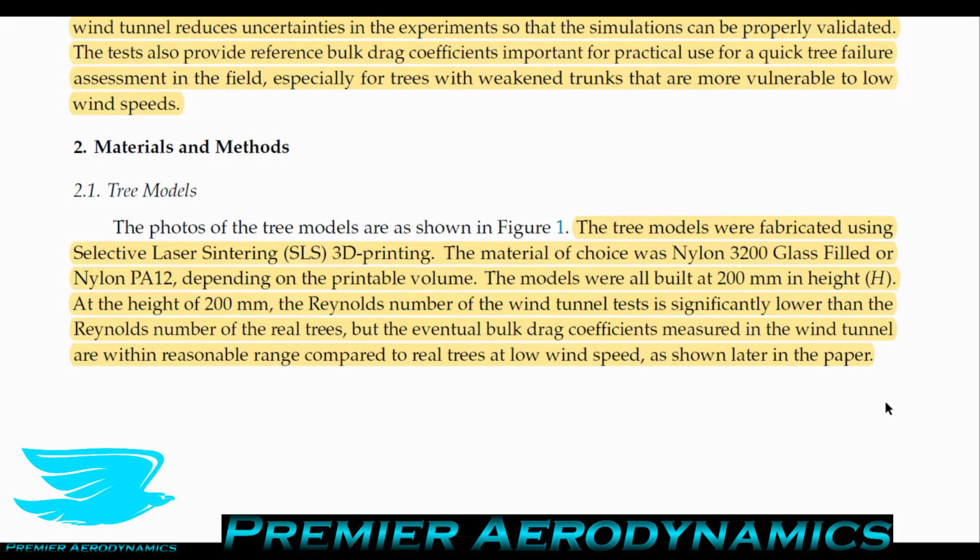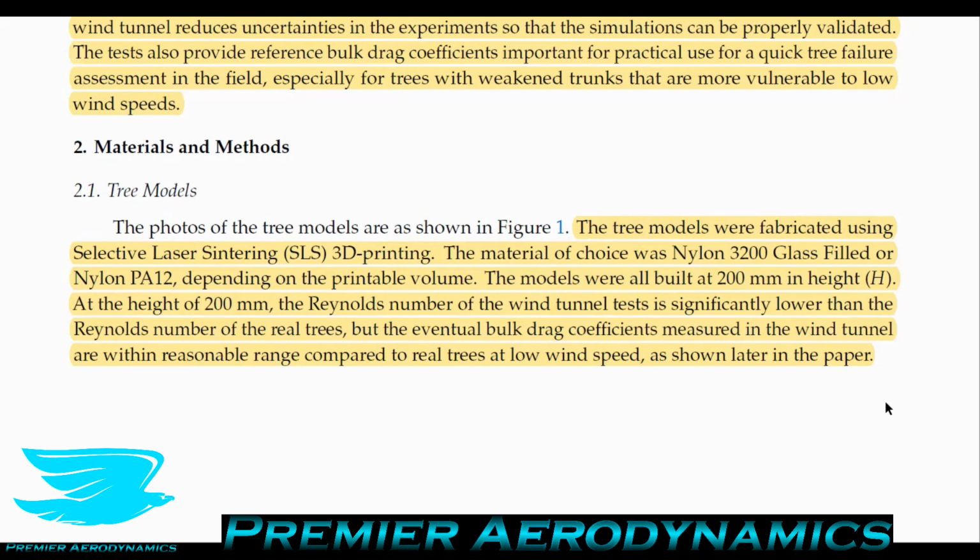At 200 mils, though, the Reynolds number of the wind tunnel tests is significantly lower than the Reynolds numbers of the real trees, but the eventual bulk drag coefficients measured in the wind tunnel are within a reasonable range compared to real trees at low wind speeds. So the Reynolds number similarity is there to an extent, like you're in the same sort of regime.